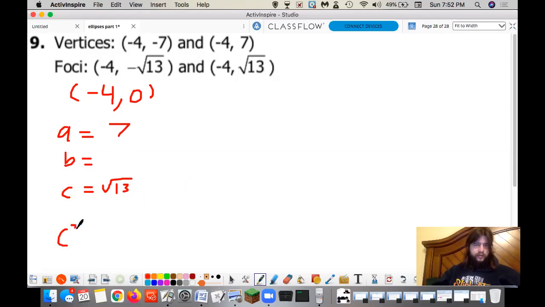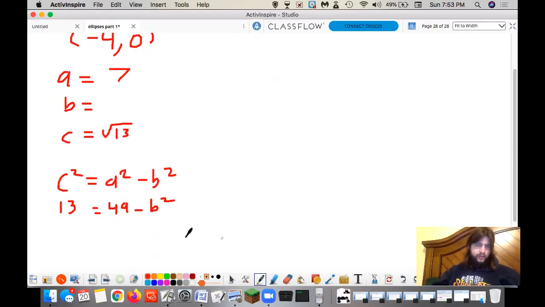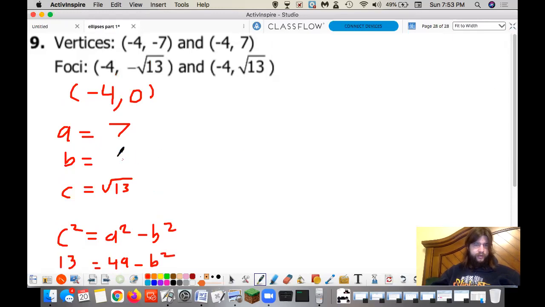So C squared equals A squared minus B squared. So square root of 13 squared cancels. Equals 49 minus B squared. Switch things around a little bit. B squared equals 36. So B is 6. So again, I was hoping to get a nice nasty square root there, but we didn't. So we found B is 6. We've got our center. We can get the equation.